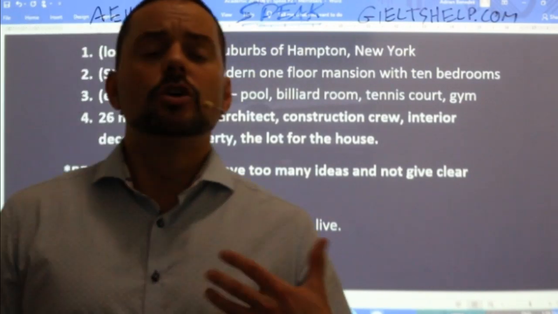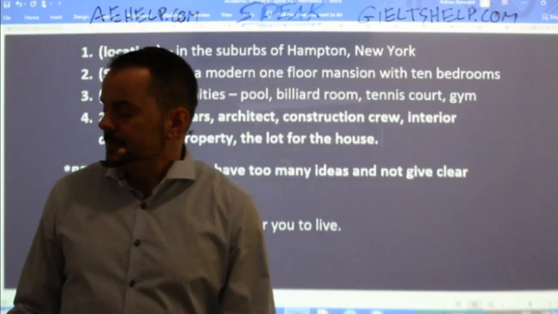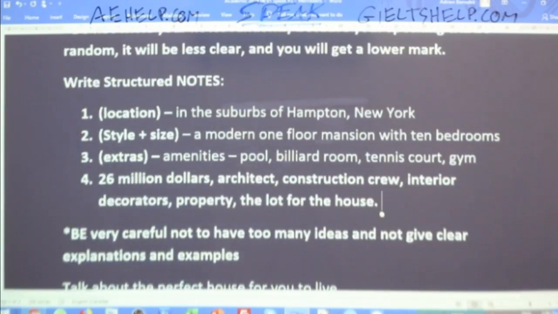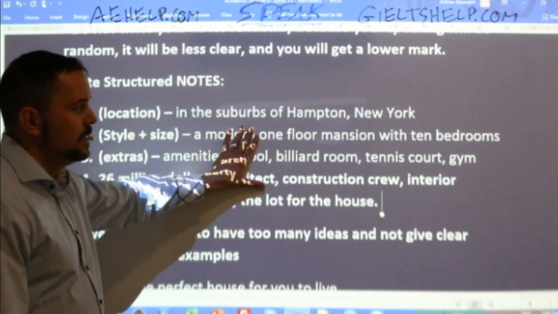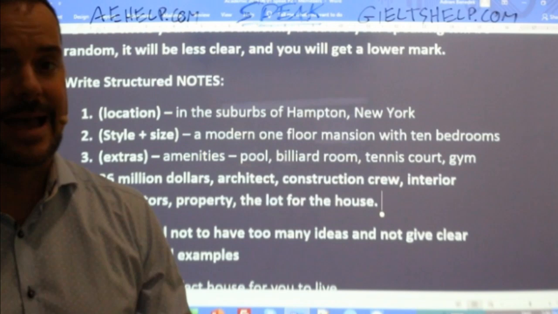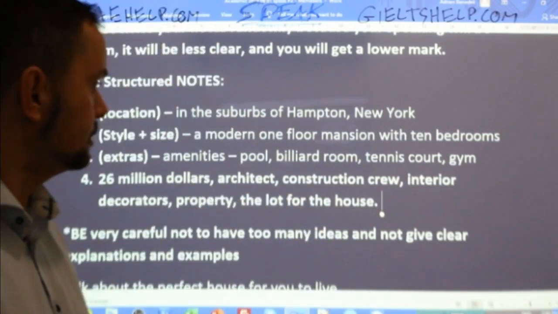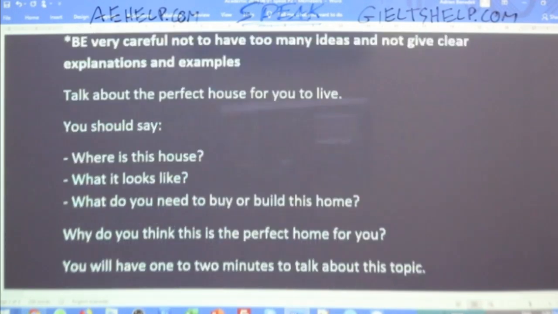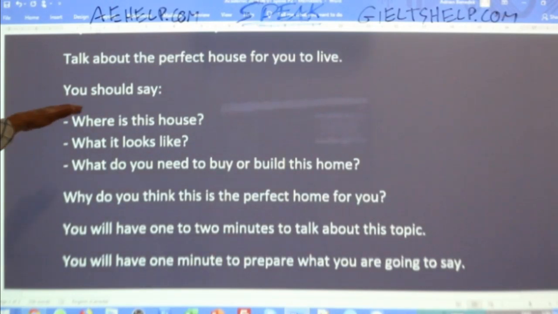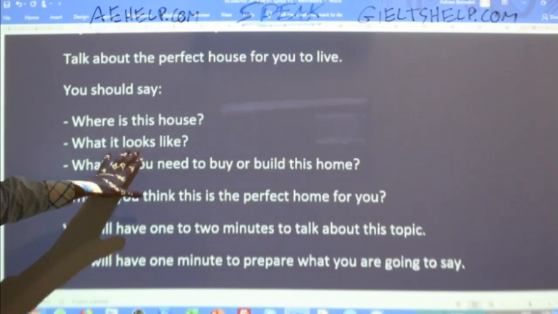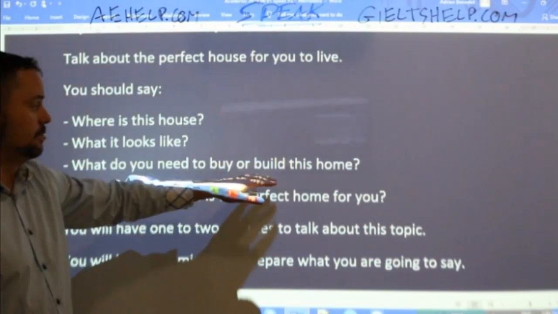All right, good. So now you're thinking, all right, in a perfect world, members, in that 1 minute, you can come up with these ideas. So in the 1 minute preparation time, if you're pushing for that band 7, 8, 9, and you practice at home, this is what should happen. You look at the card, it says, talk about the perfect house for you to live. Where is this house? What does it look like? What do you need to buy or build this home?